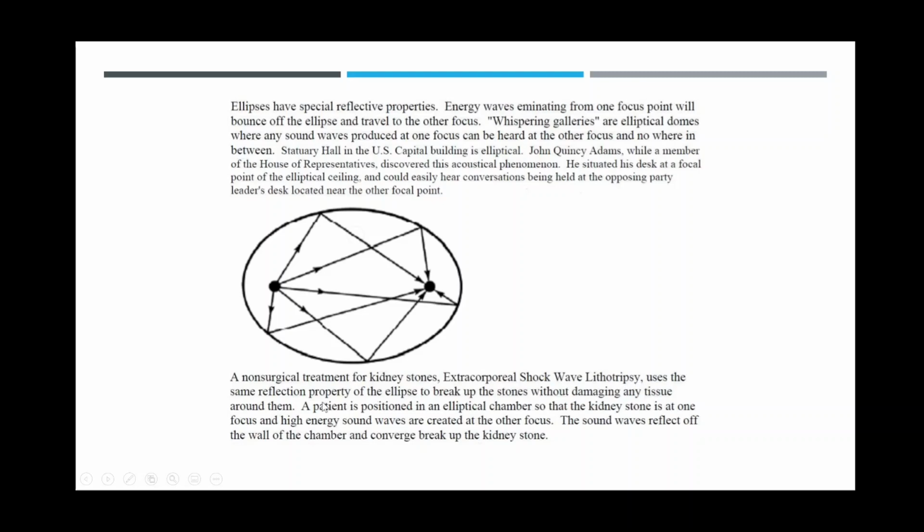It uses the same reflection property of the ellipse to break up the stones without damaging any tissue around them. A patient is positioned in an elliptical chamber so that the kidney stone is at one of the focus points, and high energy sound waves are created at the other focus. The sound waves reflect off the wall of the chamber and converge to break up the kidney stone.